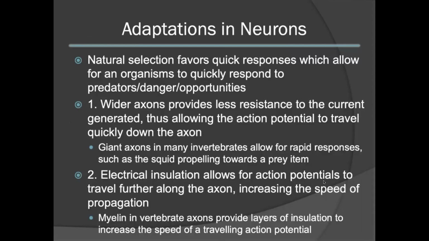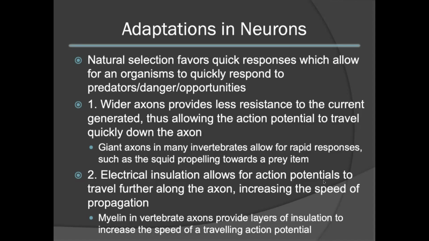There are many adaptations that occur in neurons. Natural selection in general will favor quick responses. This will allow an organism to quickly respond to changes in its environment, such as the presence of predators or danger, or to respond to opportunities that may arise, specifically with respect to prey capture.